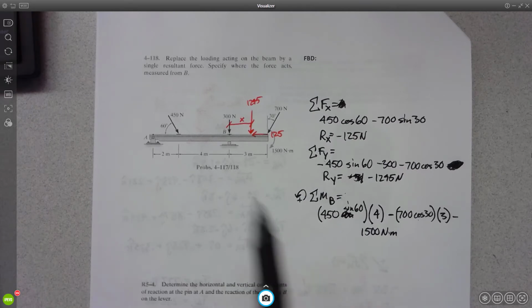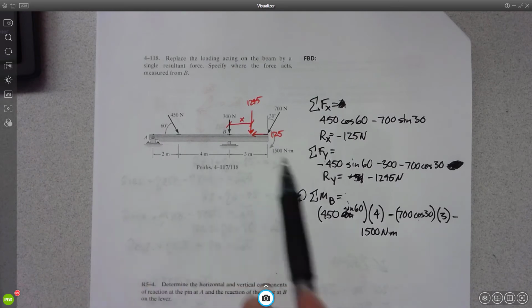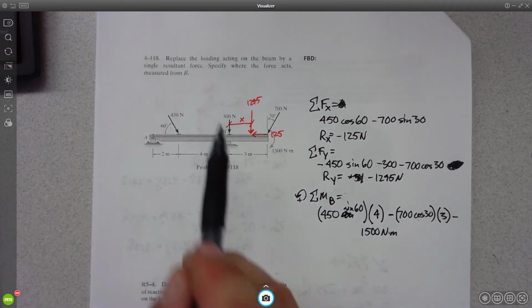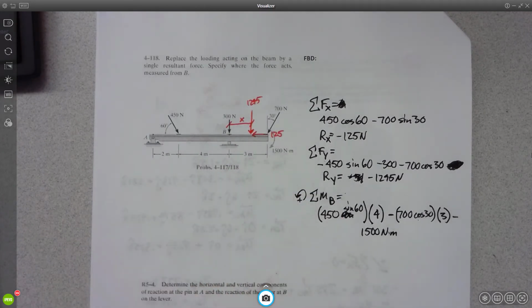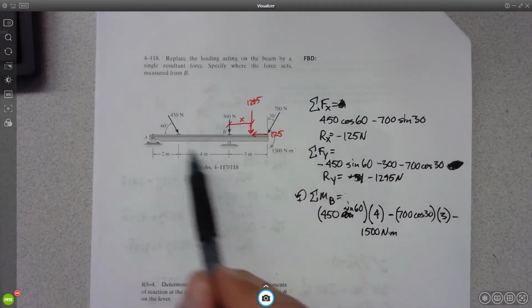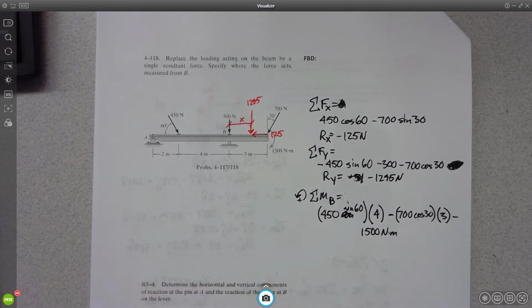Yes, so the question is, how come I didn't find the reactions at A and B? And the answer is because I don't care, right? Because right now it says replace the loading acting on the beam by a single resultant force. So it's saying simplify all of this into just one force at one location. And it doesn't tell us to include the reactions. Okay?